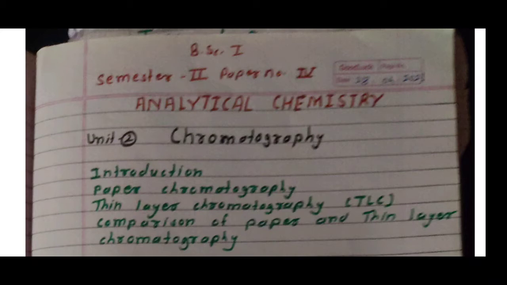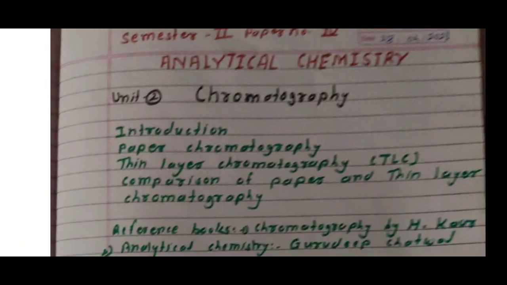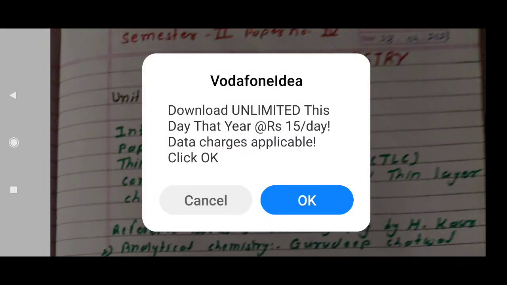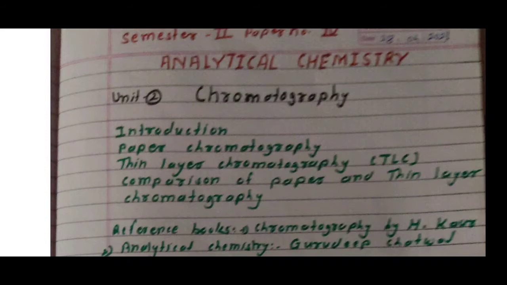Introduction to Analytical Chemistry, this topic was started by K.N. Patil sir. Today I am starting unit number 2, Chromatography. This unit contains the following topics. First, introduction of chromatography. Second, paper chromatography. Third, thin layer chromatography. Fourth, comparison of paper and thin layer chromatography.